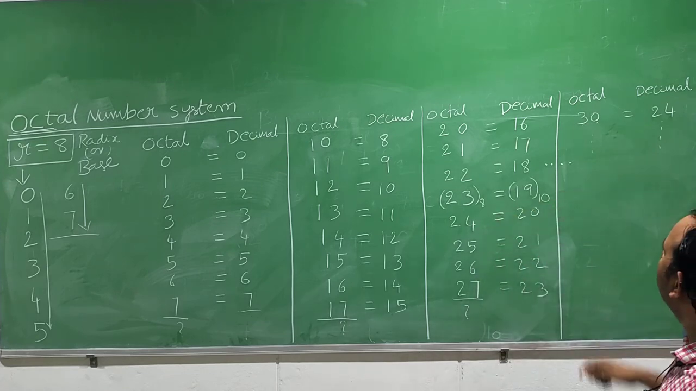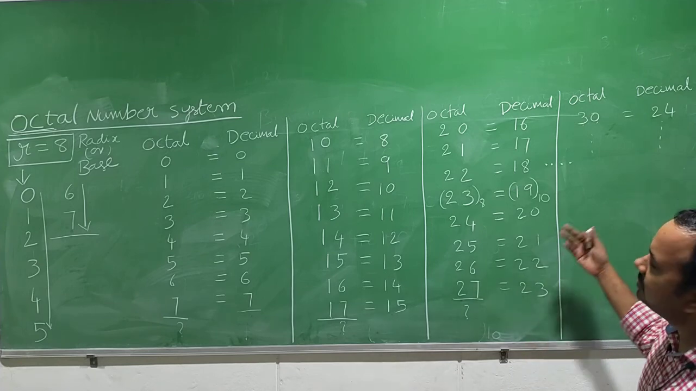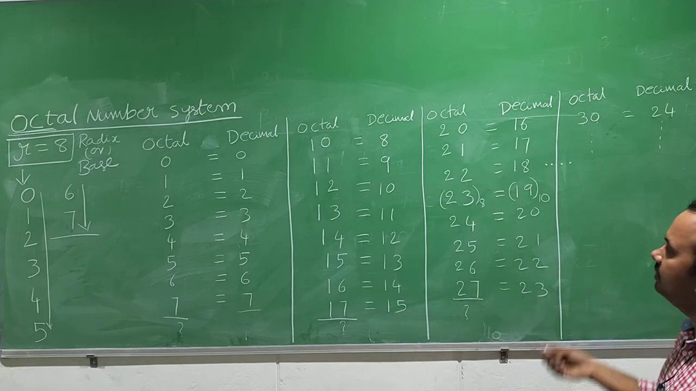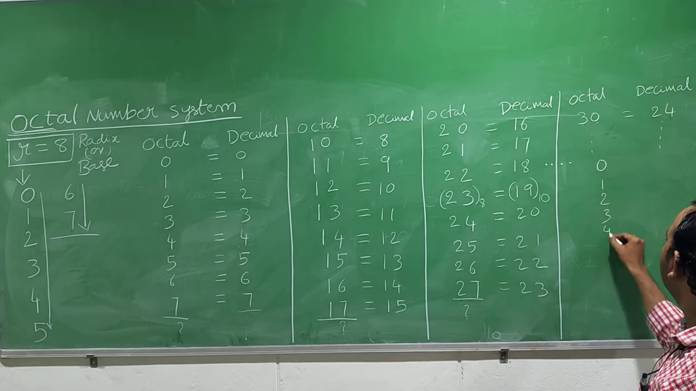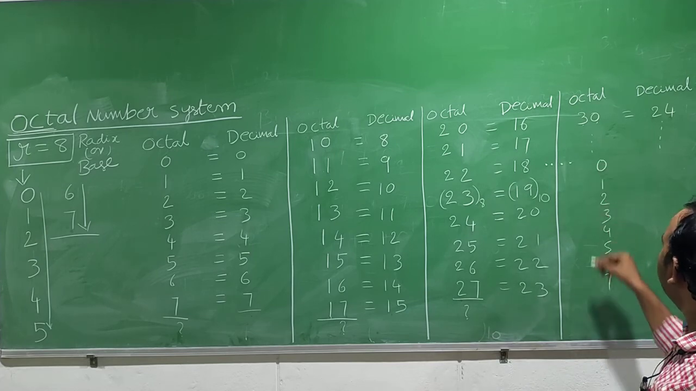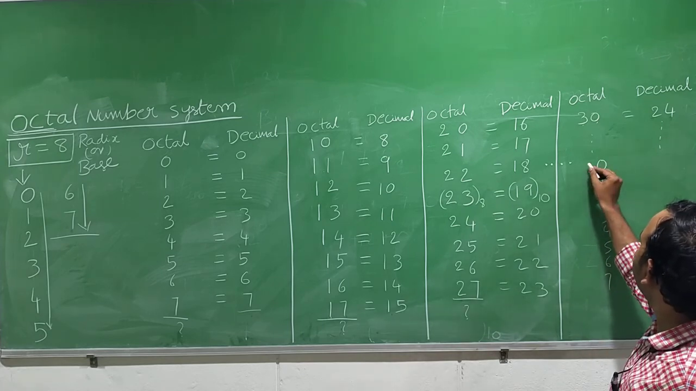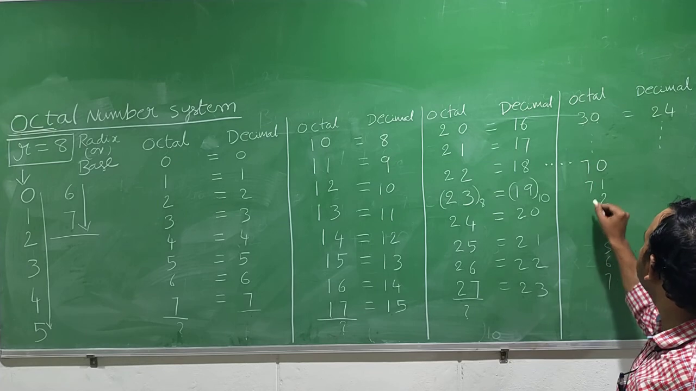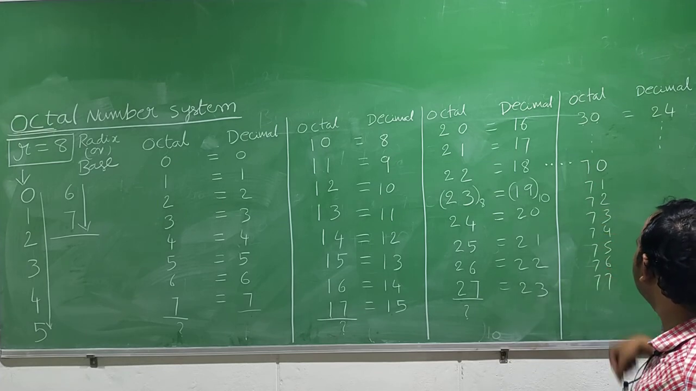Suppose in the octal number system, I have repeated the sequence 7 times. That means 0, 1, 2, 3, 4, 5, 6, 7. So this sequence we have repeated already 7 times. That means 70, 71, 72, 73, 74, 75, 76, 77.